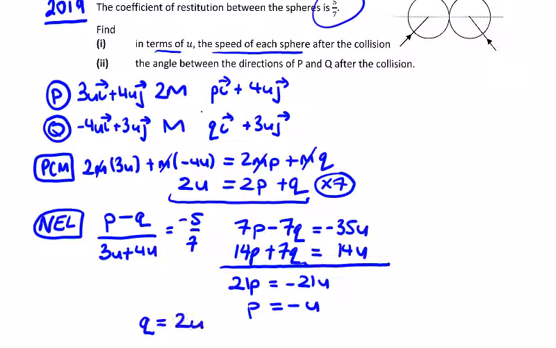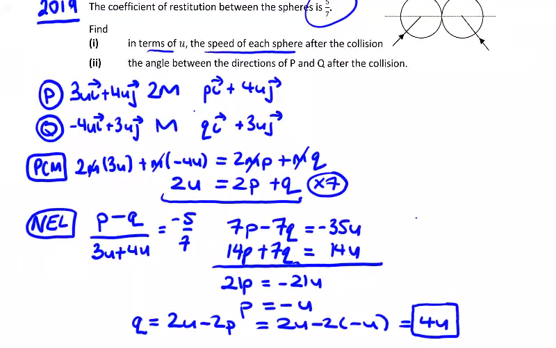Q is equal to 2u minus 2p, which is equal to 2u minus 2 by minus u, so we're going to get 4u for q. So if we rewrite what's happening afterwards, p is minus u in the i direction plus 4u in the j direction, and the magnitude of this is going to be the square root of u squared plus 4u squared, so that's 16 and 1, 17u squared, which you could write as the square root of 17 times u.